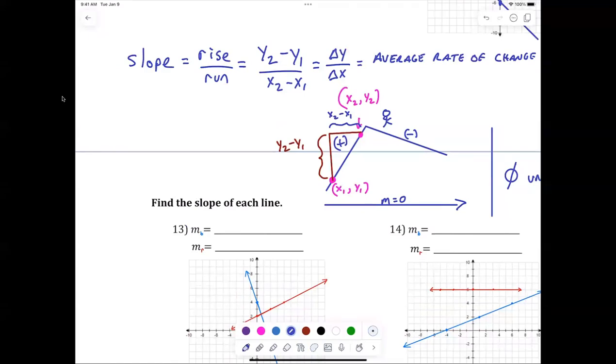So when someone tells you you're driving at 30 miles per hour, that is a rate of change. That is a slope. That's how fast you're going. It's a comparison of 2 numbers.